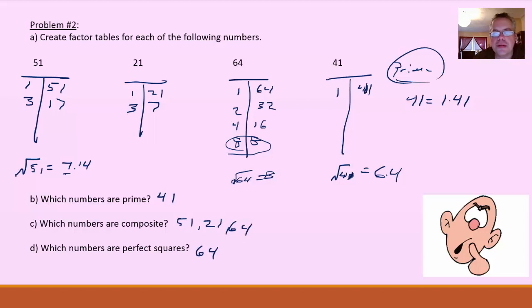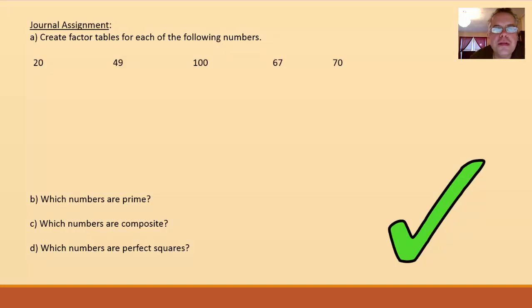Okay, I told you this would be short and sweet. Here's the journal entry. I got 5 numbers for you. Please find the factor tables for all the following numbers and do the same thing we did in the examples. Which numbers are prime, which numbers are composite, and which ones are perfect squares.